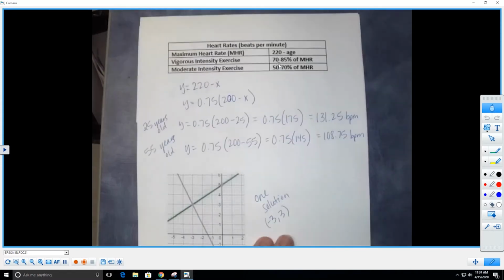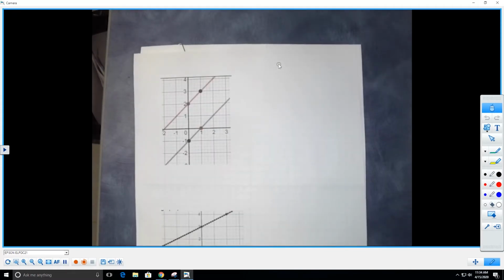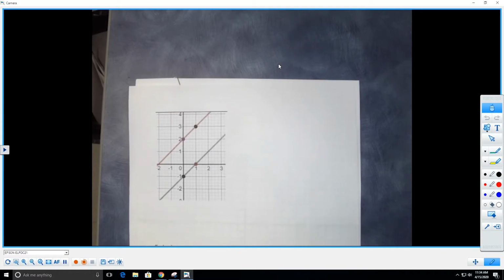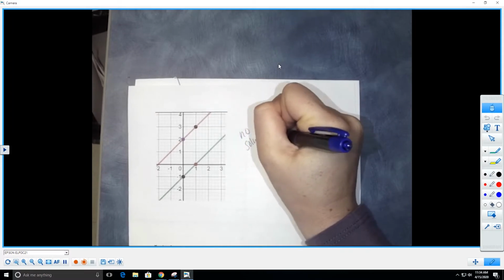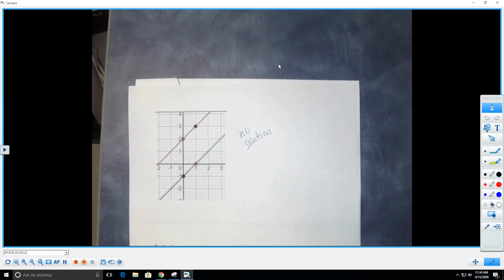Now let's look at graph B. What do you notice about this graph? Right, these lines are parallel. They will never intersect. Recall also from lesson 11 that this means the system has no solutions. There is no point of intersection that makes both equations true. Don't forget to sketch a sample of this type of system.